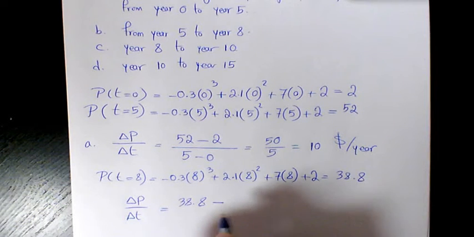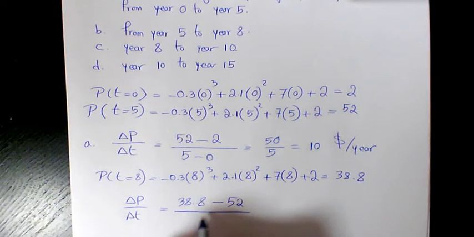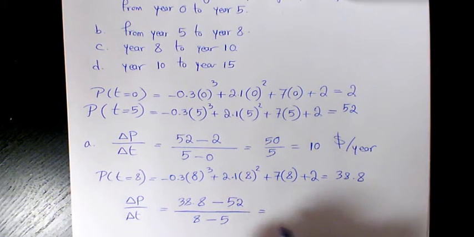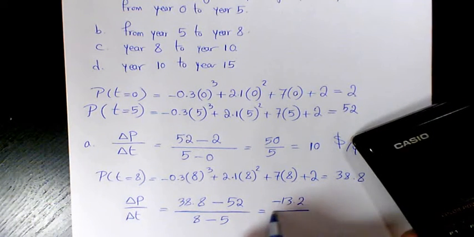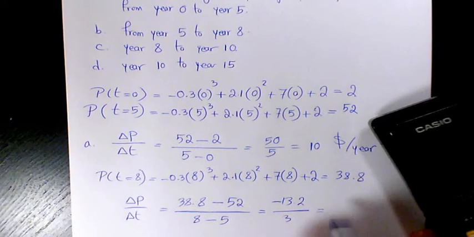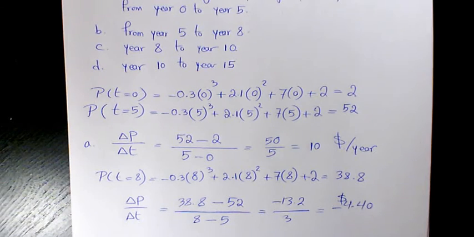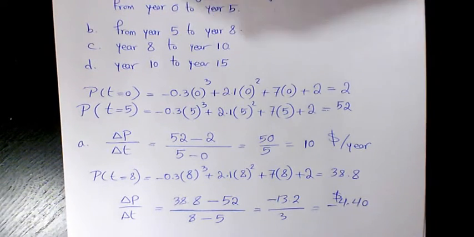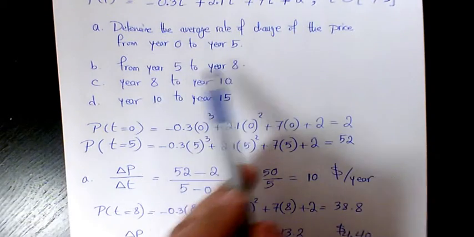38.8 minus 52 over 8 minus 5. So that's 38.8 minus 52, that's negative 13.2, divided by 3. That's going to be negative 4.40. It means that on average, from year 5 to year 8, the price went down by $4.40. So that's going to be the average rate of change on the second part.